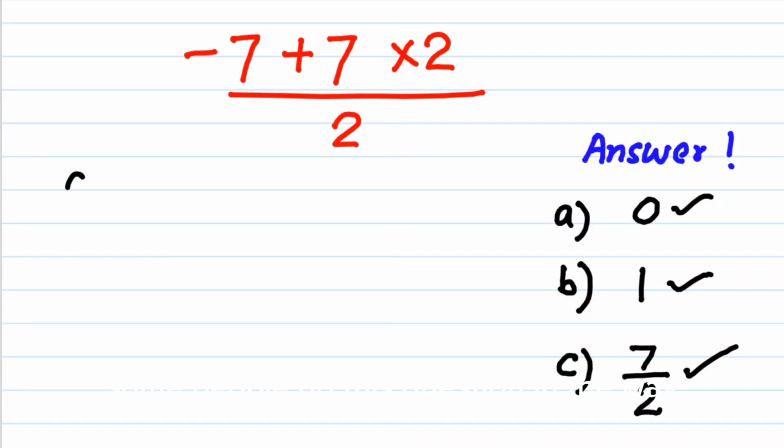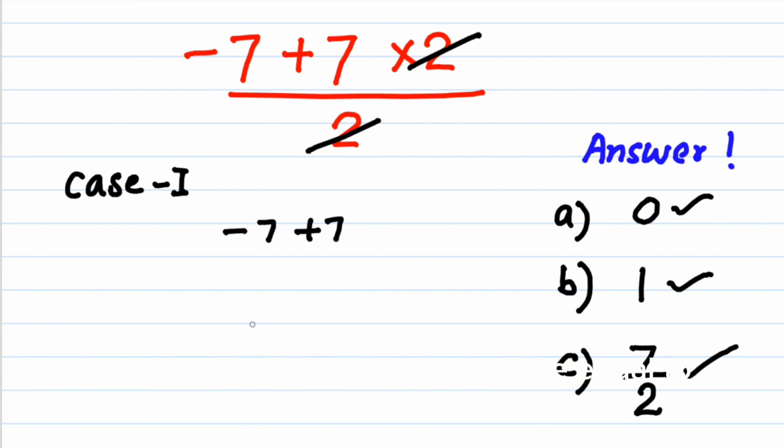Case 1. Some people do this question in the way that 2 is cancelled with 2. So, -7 plus 7. Their answer will be equal to 0. Case 2.